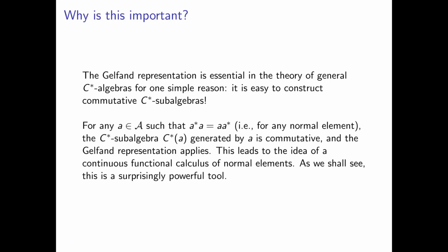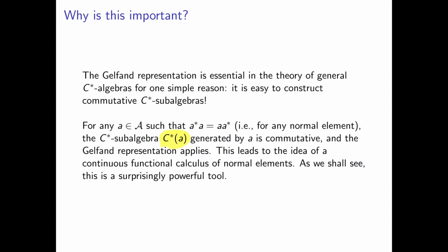Let me just consider the following example. Say that A is a normal element of a C-star algebra A here, which simply means that A star times A is equal to A times A star. Then the C-star subalgebra which is generated by A is a commutative C-star algebra, and thus we can apply this Gelfand representation that we have just gone over. And what this leads to is the idea of a continuous functional calculus of normal elements.